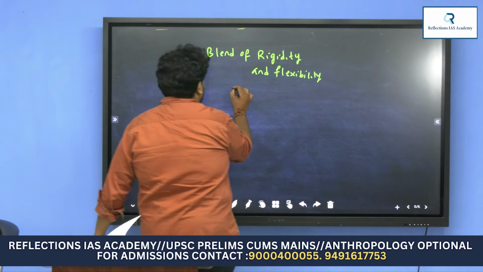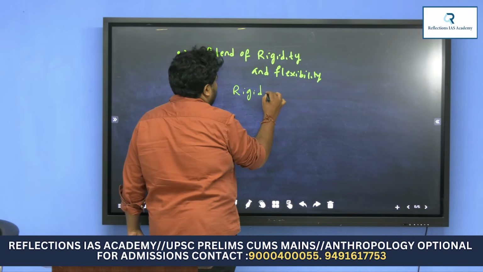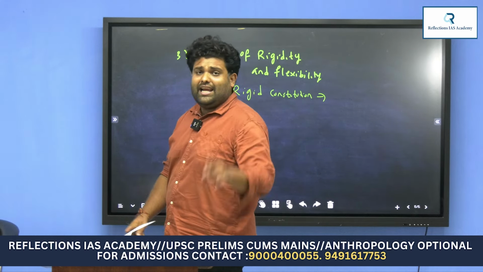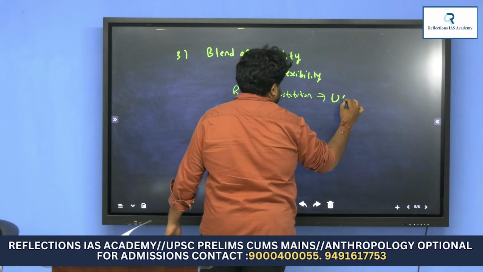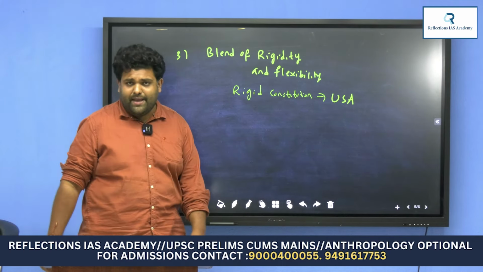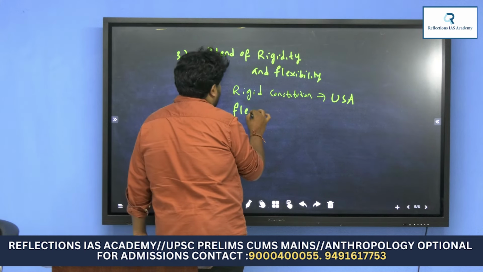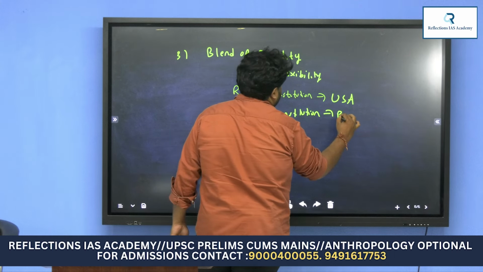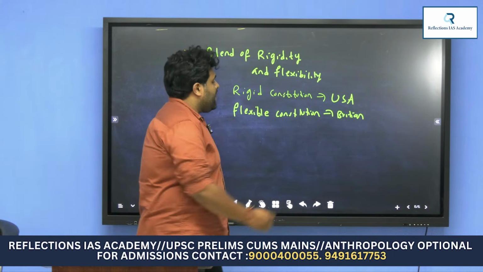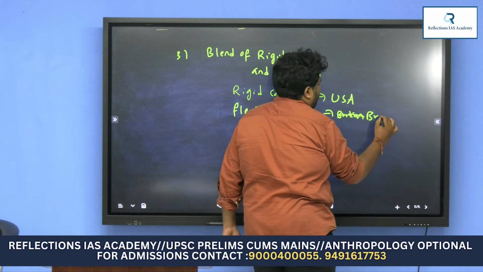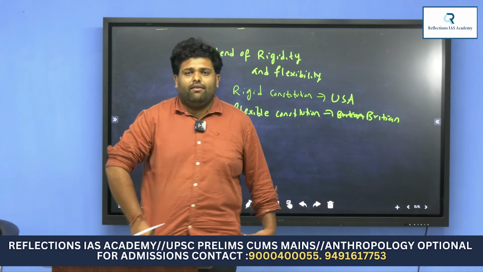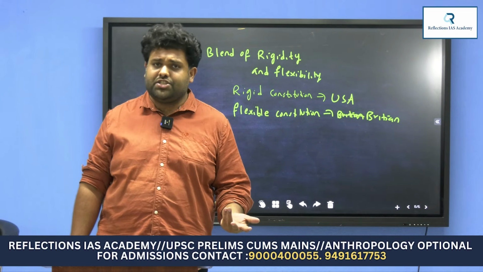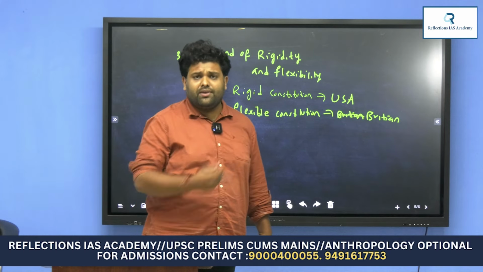Now, the best example of a rigid constitution, can anyone tell me? It is the USA. The best example of a rigid constitution is the USA. And for a flexible constitution, it is Britain. In Britain, where Parliament is more sovereign, it's an unwritten constitution. American is a written constitution, but British is an unwritten constitution.